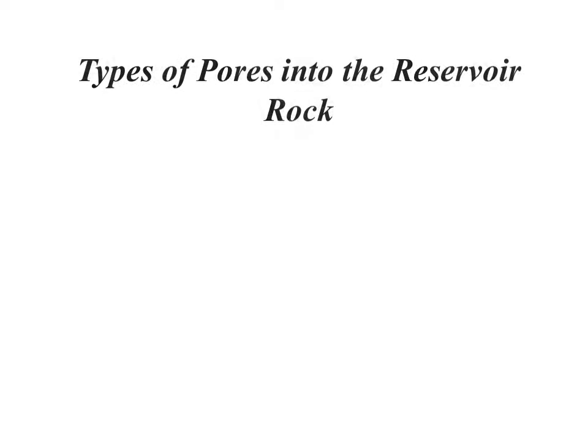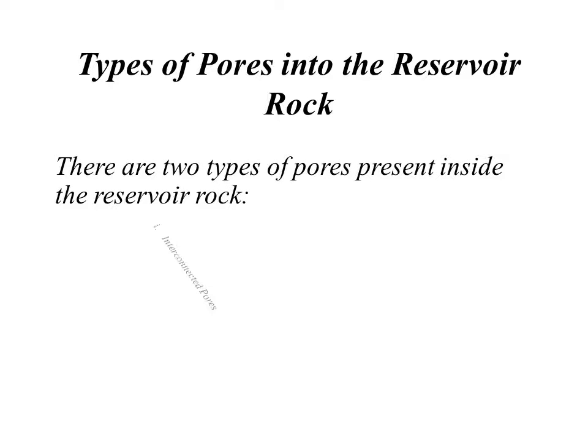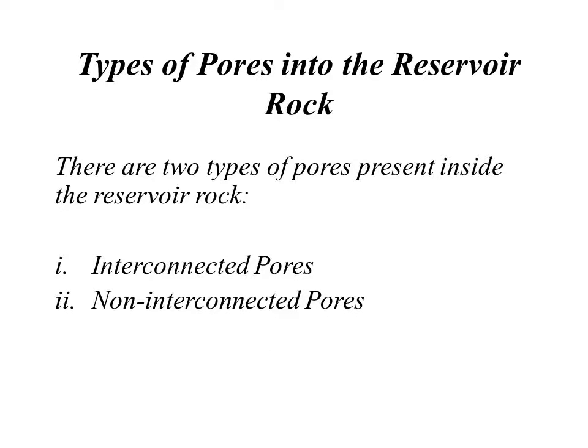So if we talk about the types of pores which are present in the sedimentary rock, or we can say a reservoir rock, there are two types of pores which are present in the rock. The first type is the interconnected pores, whereas the second type is the non-interconnected pores. So these two types of pores are present in a sedimentary rock. So let's discuss what the connected pores are and what the non-connected pores are.